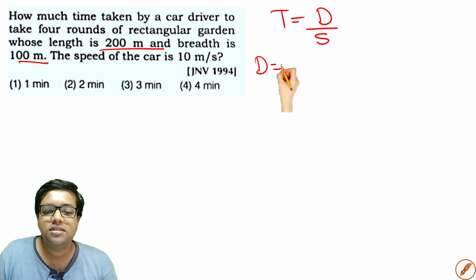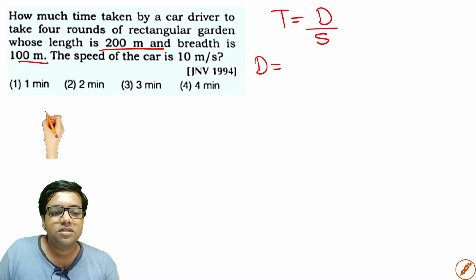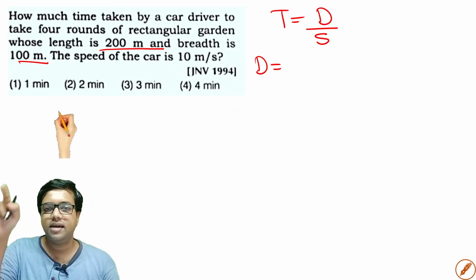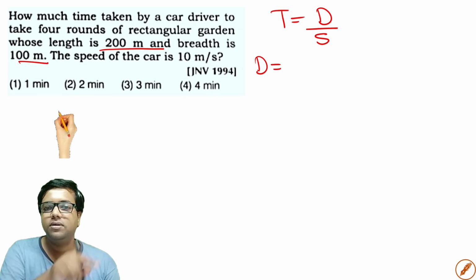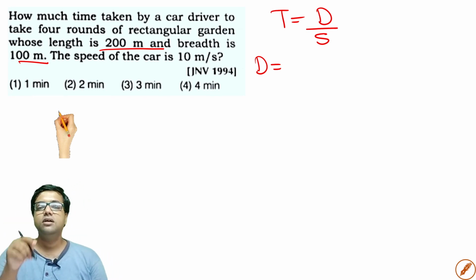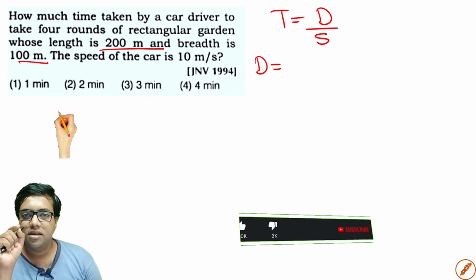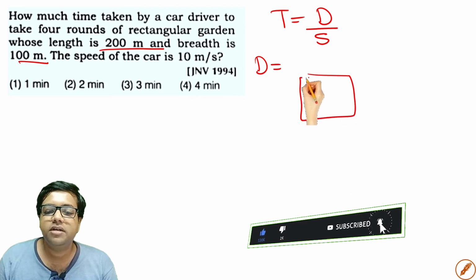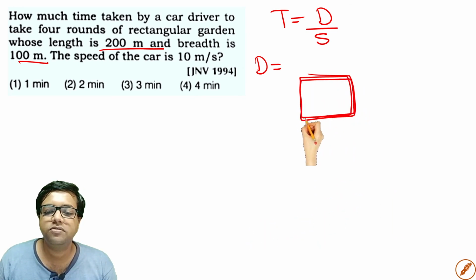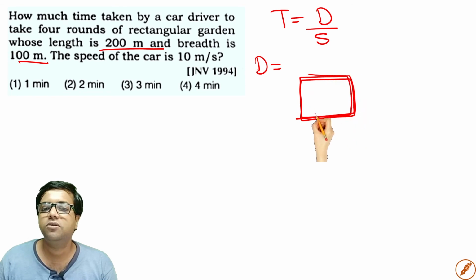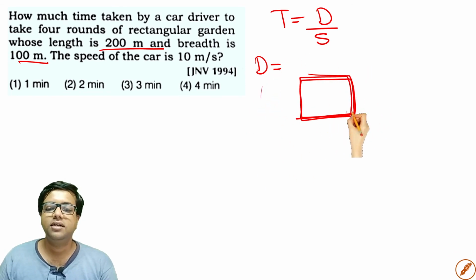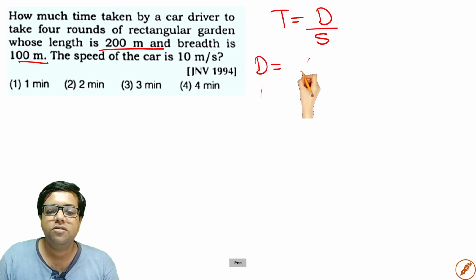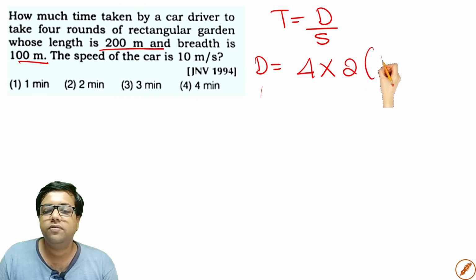But what is the distance? He is running his car around the rectangular park for 4 rounds. So when he is running for 4 rounds, he is taking the course of the perimeter of the rectangle 4 times. That means the distance is equal to 4 times the perimeter of the rectangle. The distance traveled by the car is 4 times the perimeter of the rectangle.